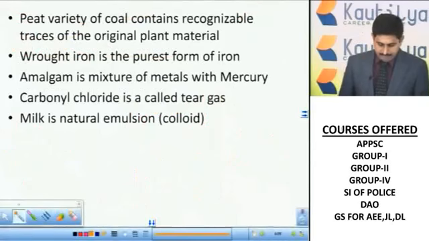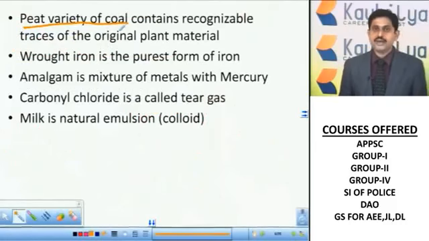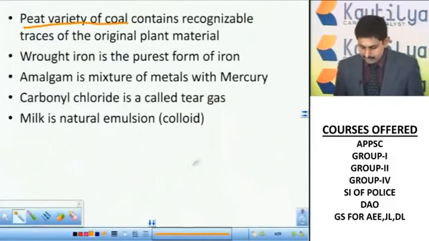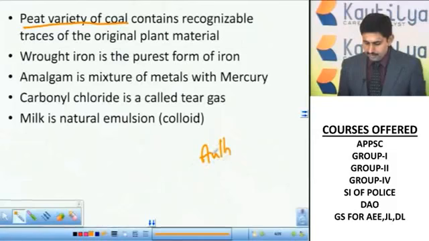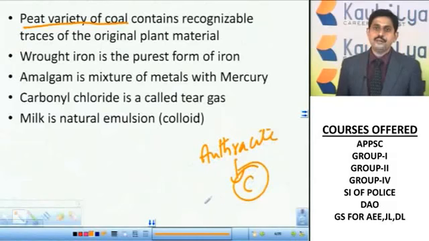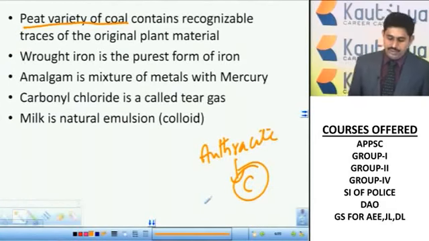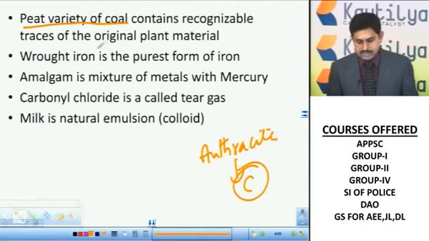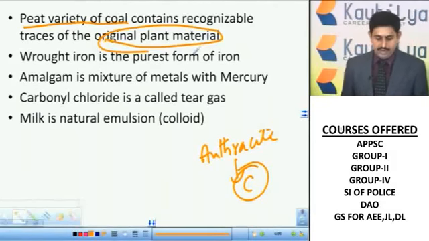Now we have different types of coal. Among the varieties, anthracite coal is the richest. The carbon percentage in this coal is very high, whereas peat coal is a variety that is originally derived from plant material.